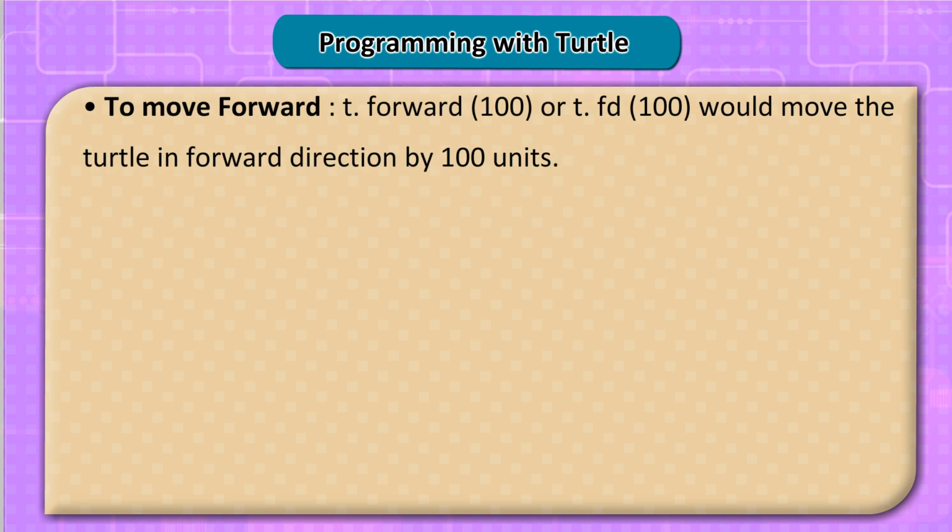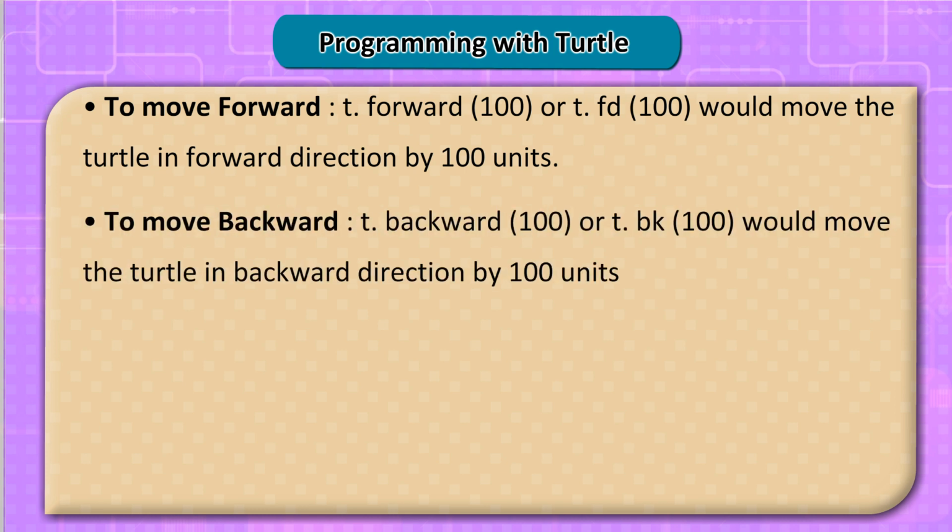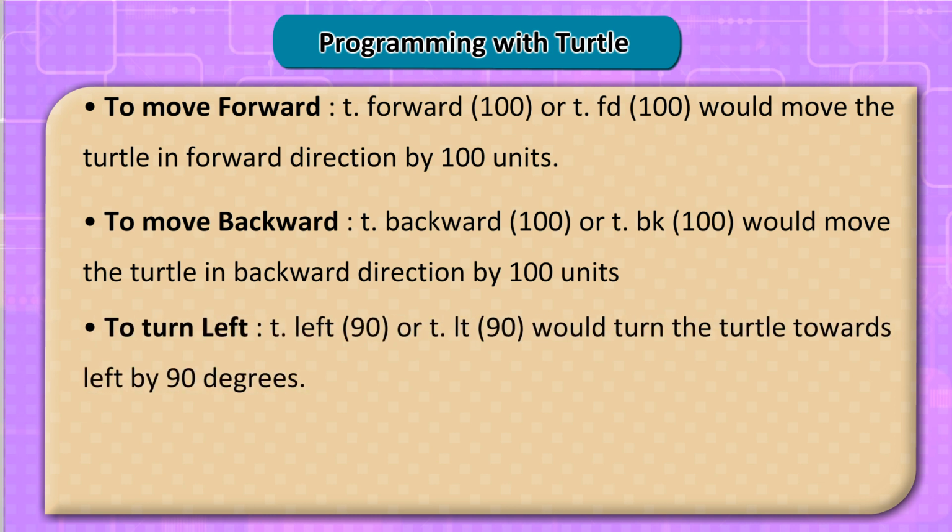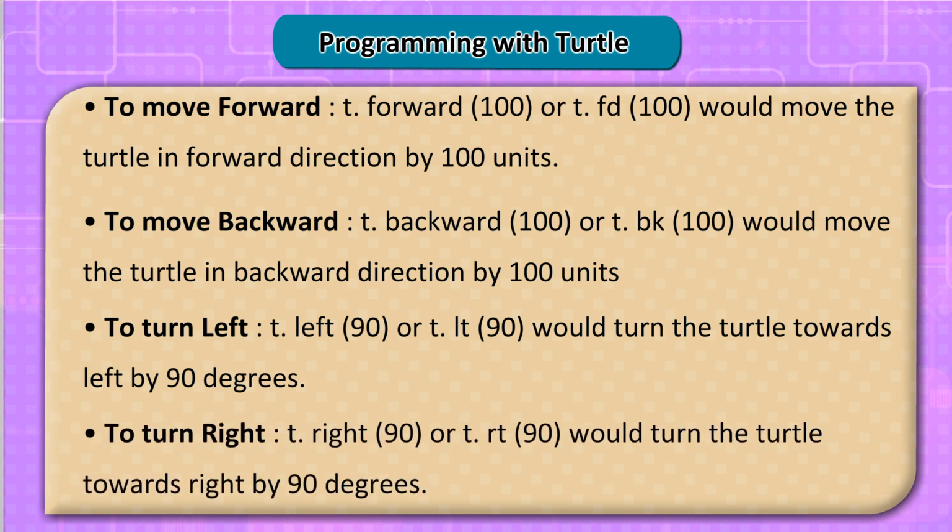To move forward, T.forward(100), or T.fd(100), would move the Turtle in forward direction by 100 units. To move backward, T.backward(100), or T.bk(100), would move the Turtle in backward direction by 100 units. To turn left, T.left(90), or T.lt(90), would turn the Turtle towards left by 90 degrees. To turn right, T.right(90), or T.rt(90), would turn the Turtle towards right by 90 degrees.